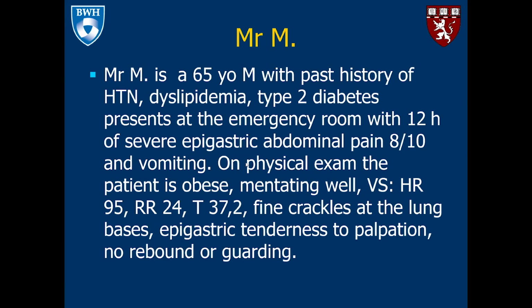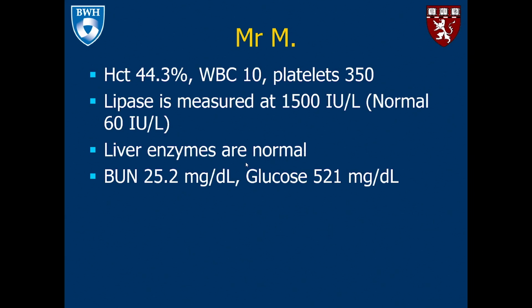He is a 65-year-old man with past history of hypertension, dyslipidemia, type 2 diabetes, and he presents to the emergency room with 12 hours of severe epigastric abdominal pain, about 8 on 10 with vomiting. On physical exam, the patient is obese, he is maintaining well, his vital signs show a heart rate of 95, a respiratory rate of 24, temperature of 37.2. He has fine crackles at the lung bases, some epigastric tenderness to palpation, but denies any rebound or guarding.